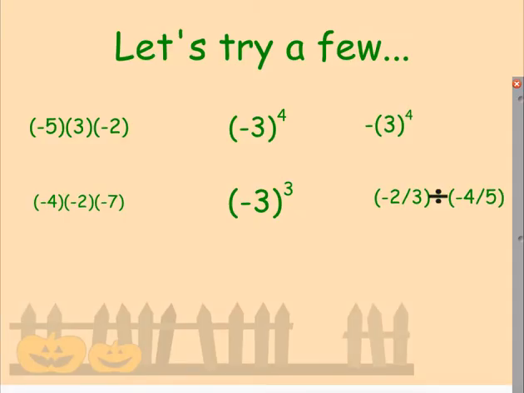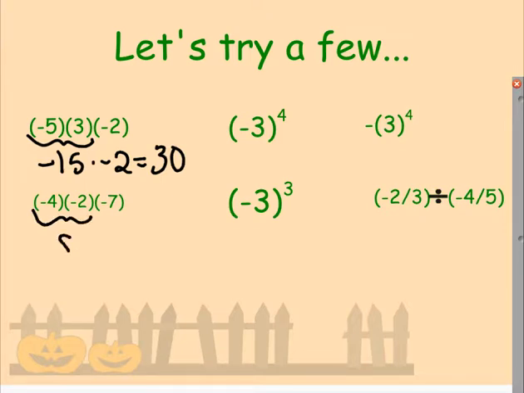Let's try some of these out. So if we have -5 times 3 times -2, let's start with the -5 times 3. Different signs, so we get a negative result of 15. We multiply that with -2, and since they're the same sign, we get a positive 30. Okay, and the next one here, 2 negatives make a positive 8. We multiply by -7. Different signs give me a negative result of 56.